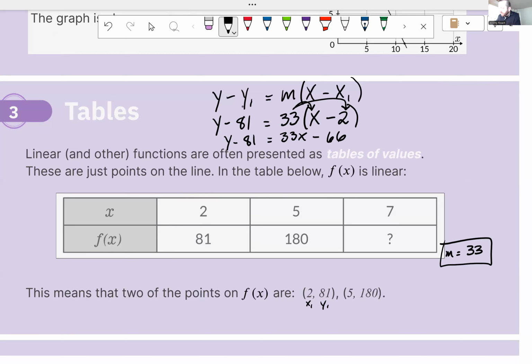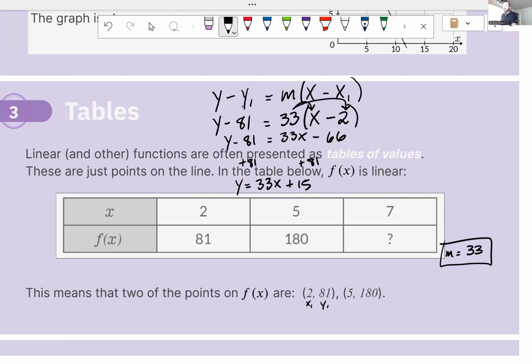And I know we're kind of getting into the weeds here. So I'm going to put the plus 81 and plus 81 on the left and the right, and we get y equals 33x minus 66 plus 81, which is 15. So that's going to be our equation for this line.